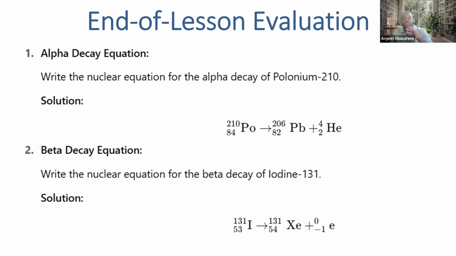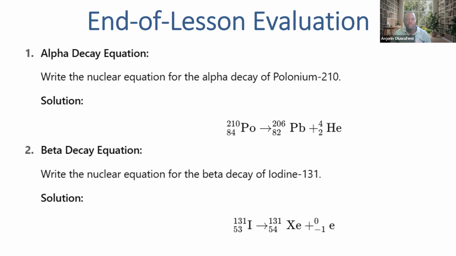Now, for you, I want you to write the nuclear equation for the alpha decay of thorium-234. Thorium-234 means that it has a mass number of 234 and an atomic number of 90. So please work it out and let me know what the answer is in the comment section. Okay, so it's very important.